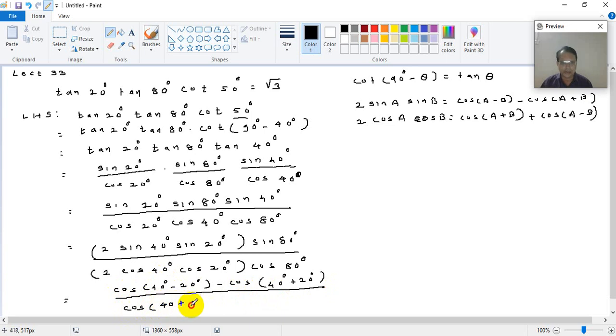Cos of 40 plus 20 degrees, and plus cos of A minus B. What is A minus B? 40 minus 20. So it will be plus cos 20 degrees. No, sorry. Cos of A plus B plus cos of A minus B. So here it will be cos of 40 degrees minus 20 degrees.